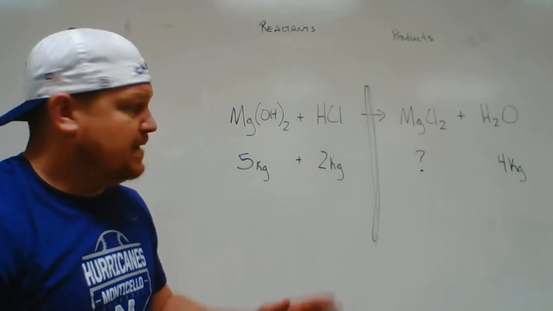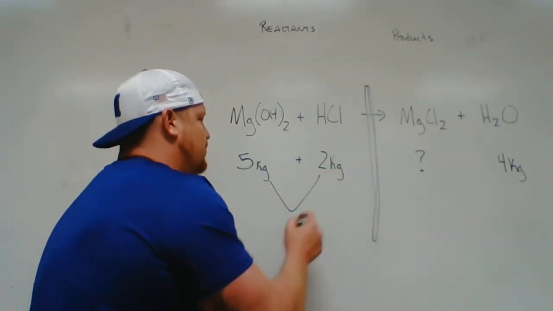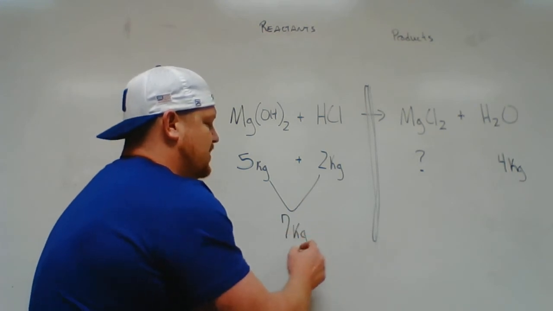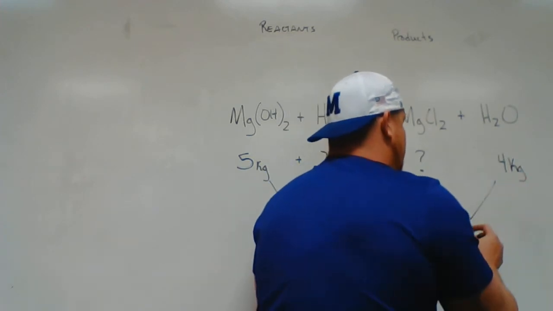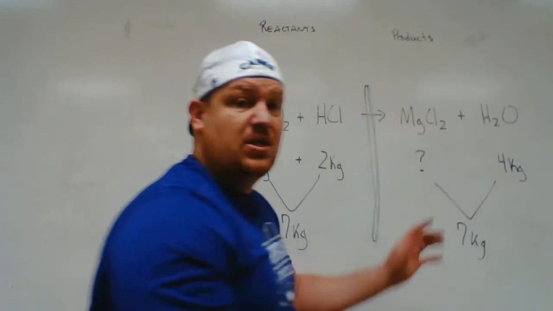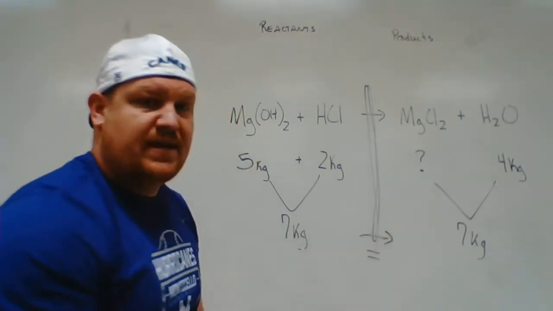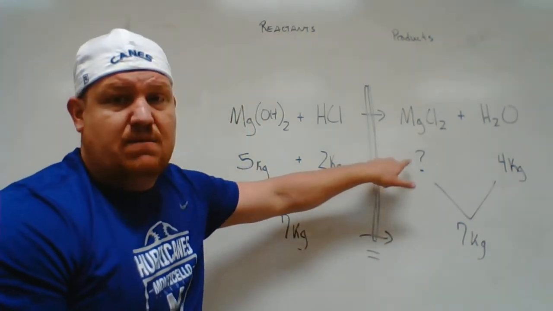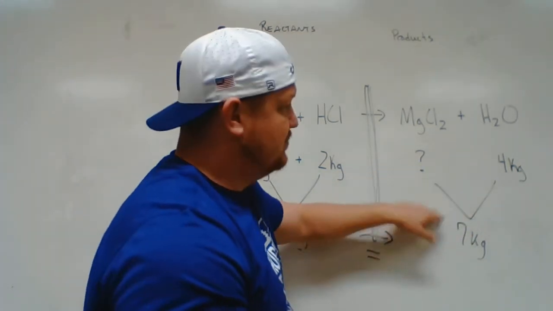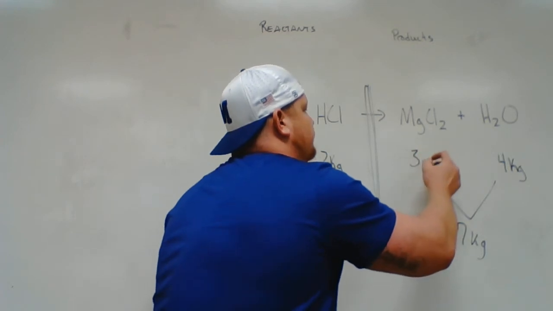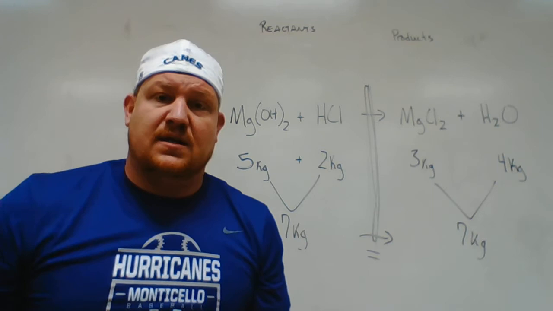Conservation of mass, right? Must be equal amounts of mass over here as there is over here. We have a total of 7 kilograms of mass in the reactants. So we must have a total of 7 kilograms in the products. 7 and 7, right? 7 equals 7. So how much must be here for this to be true? Well, you got 4, so 4 plus what equals 7? 3 kilograms.